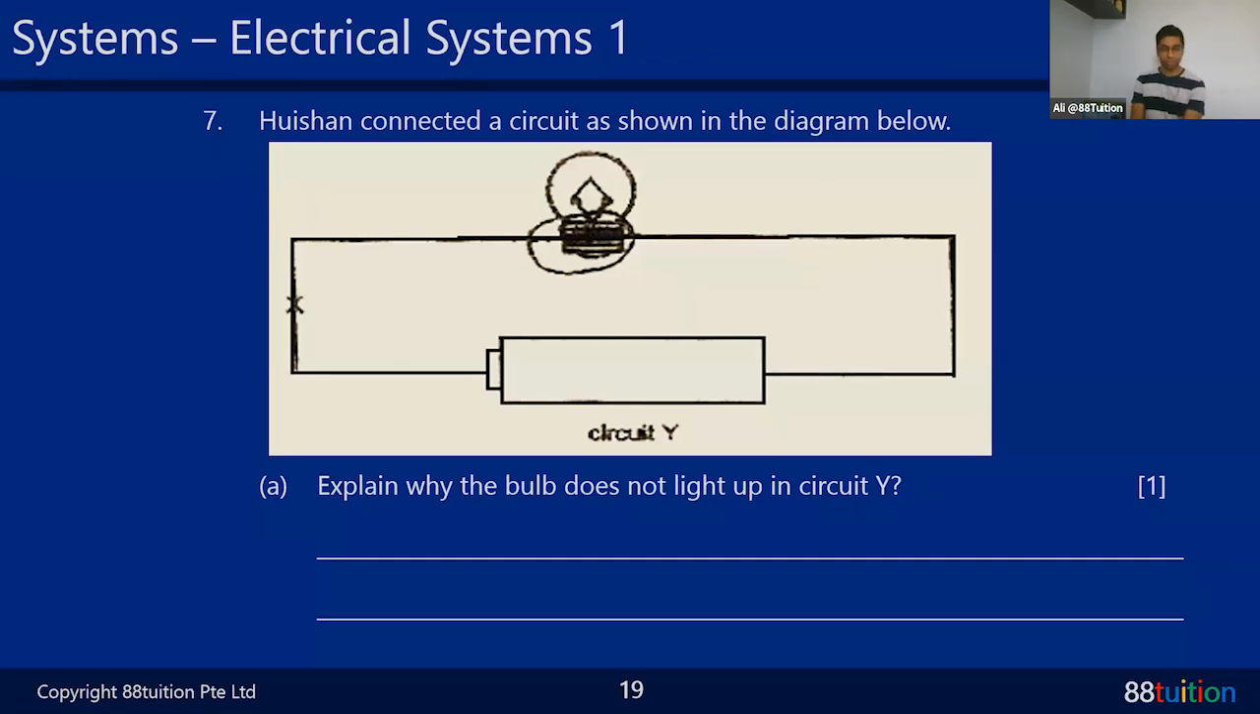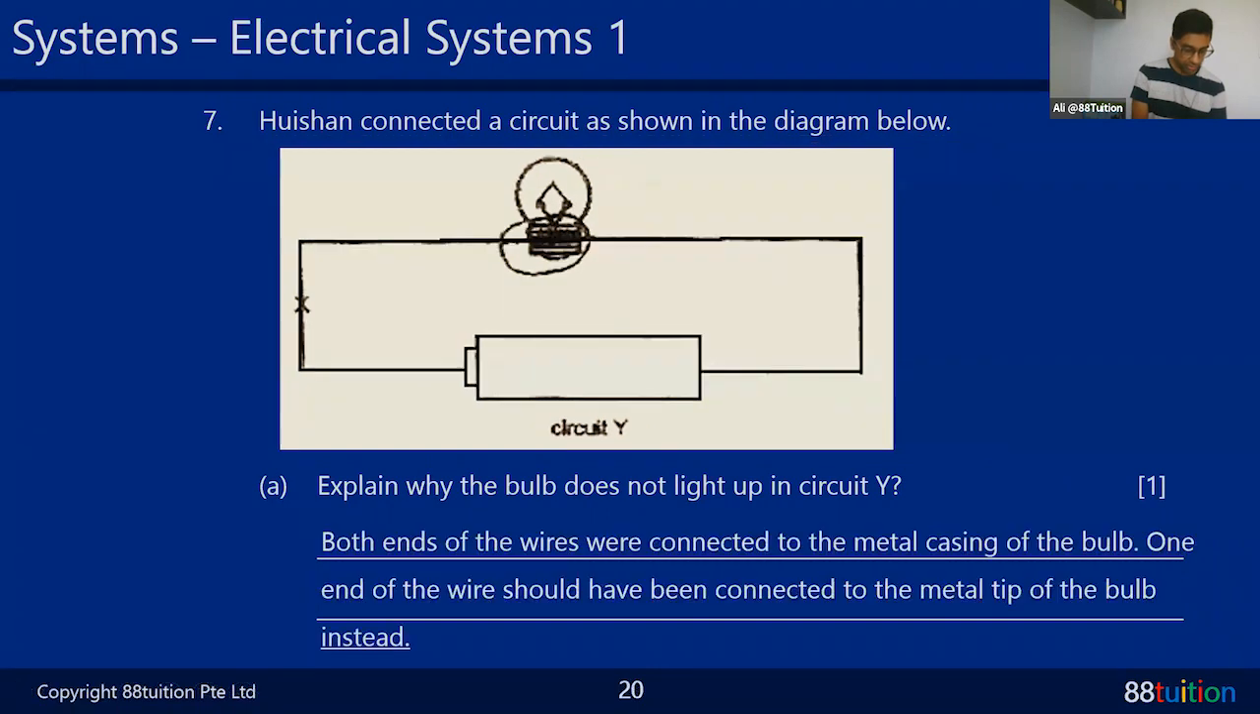Okay, those of you already started the question. Hui Shan connected a circuit as shown in the diagram. Explain why the bulb does not light up in the circuit. Why? Now, this is not MCQ, so therefore you have to actually write. This is another technique that is required of you in the exams, which you are not familiar with. Many of you know the answer, but you do not have the ability to write it well to get that mark. So you need practice. If you practice, you will get it right. How do we actually express what you want to say in your mind?